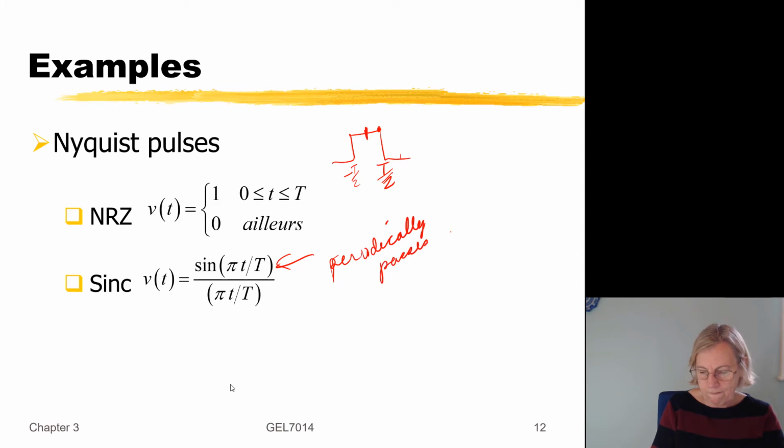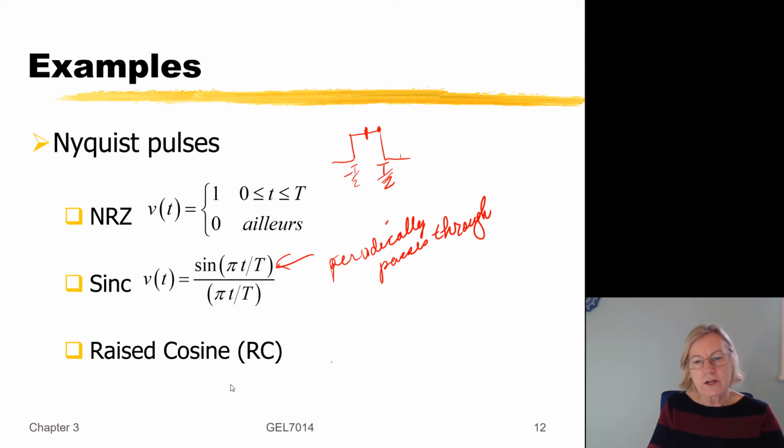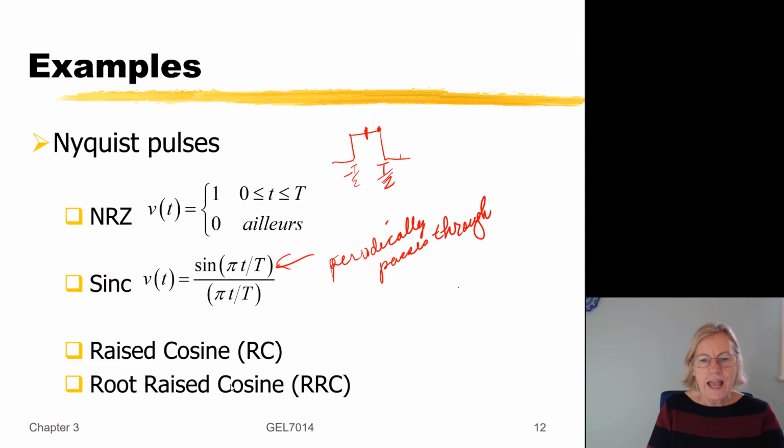And I said that there was a family of functions that are Nyquist, and they're all related to this sinc function in some way. We're going to be looking in particular at a choice of Nyquist pulse, and I'll be defining it in a few slides, called a raised cosine pulse, which falls in this family of Nyquist pulses. Another one very closely related is a root raised cosine. Again, I'll be talking about this in a few slides.